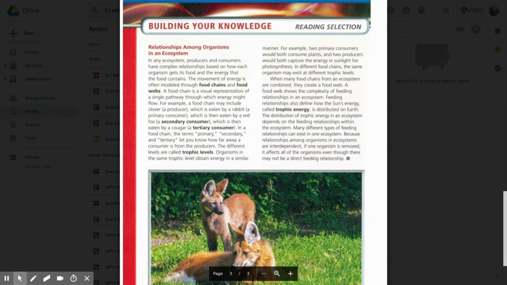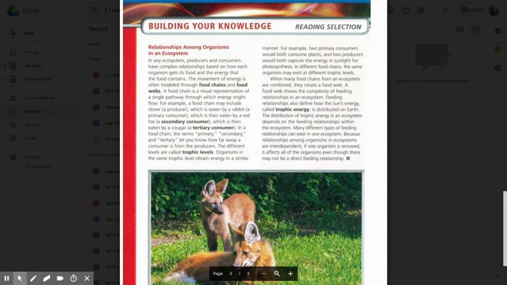A food chain is a visual representation of a single pathway from which energy might flow. For example, a food chain may include clover, a producer, which is eaten by a rabbit, a primary consumer, which is eaten by a red fox, a secondary consumer, which is then eaten by a cougar, a tertiary consumer.